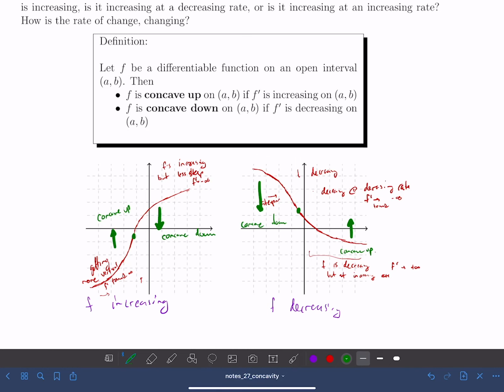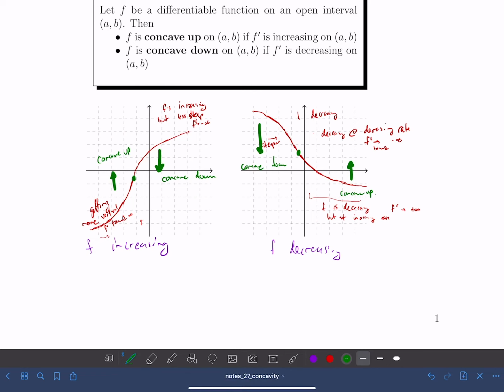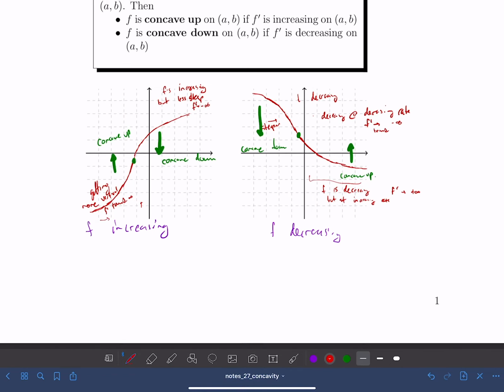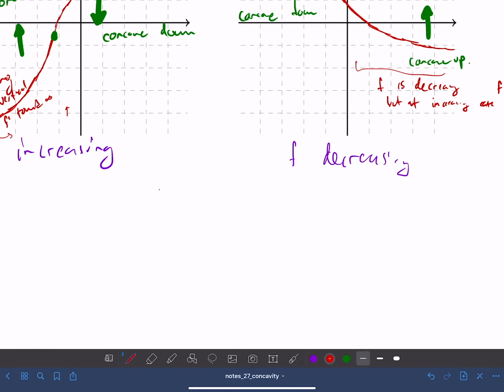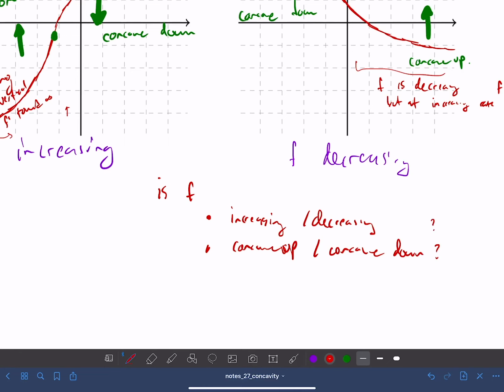So in a sense, there are two properties of f that we're interested in, right? Is f increasing or decreasing, and is it concave up or concave down? And it can be either one of those two things for each of those two categories. So there are 4 possible combinations.